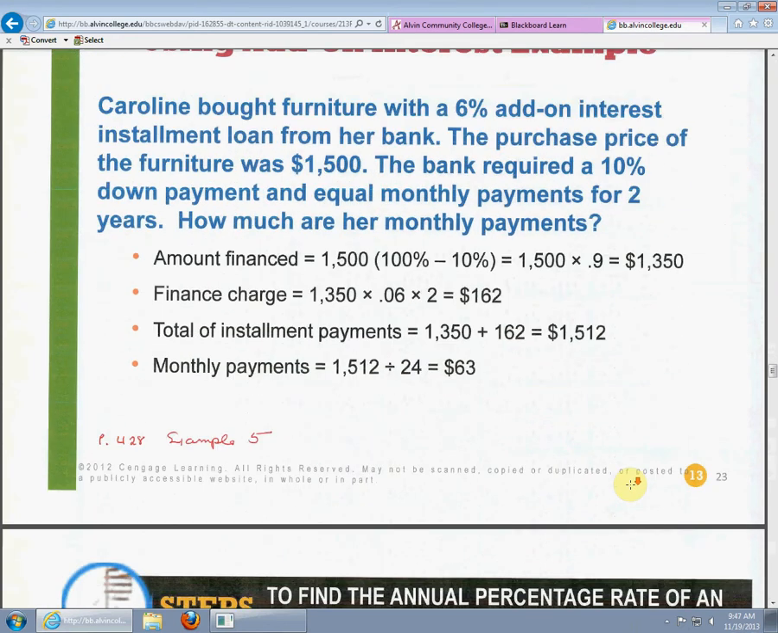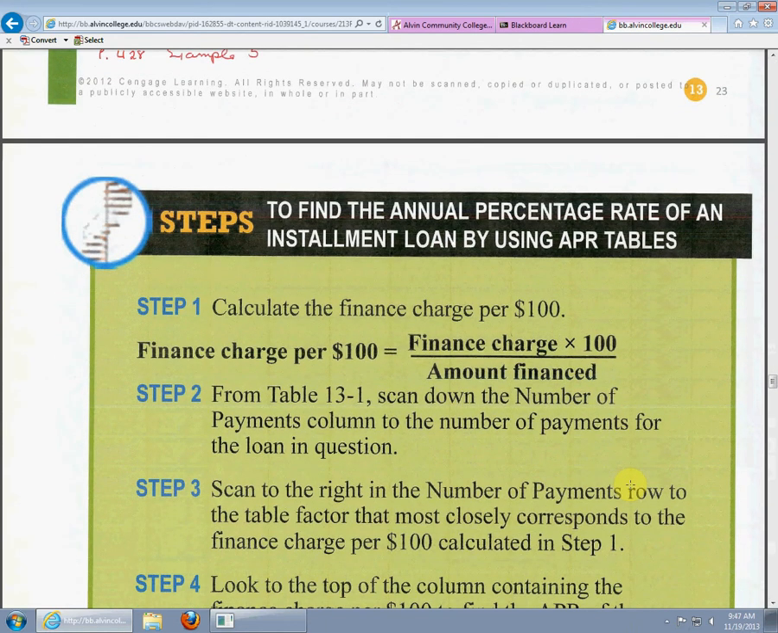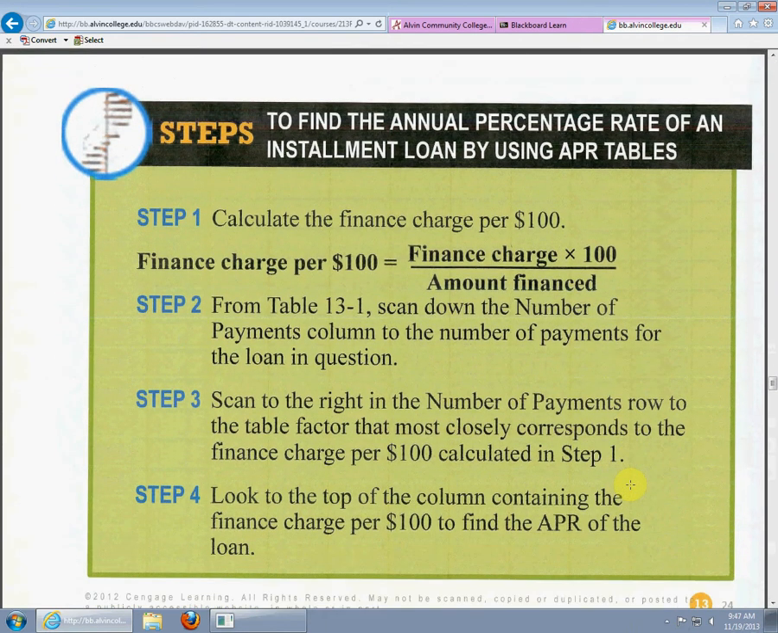The next thing that we're going to be looking at is to find the annual percentage rate of an installment loan by using an APR table. So the table is on page 429. That's the annual percentage rate table. And we have 4 steps. First, you have to calculate the finance charge per $100 that is going to be loaned, okay, per $100. So it's the finance charge times 100 divided by the amount financed.